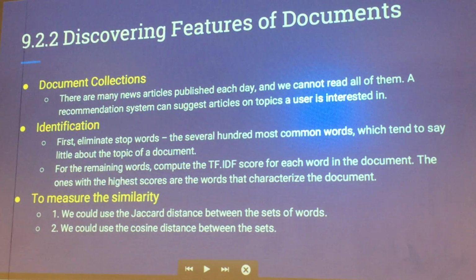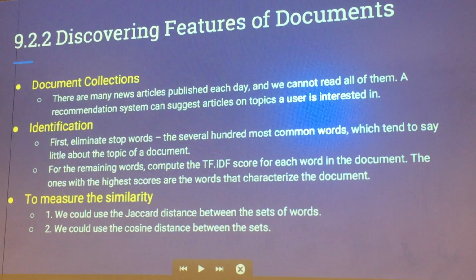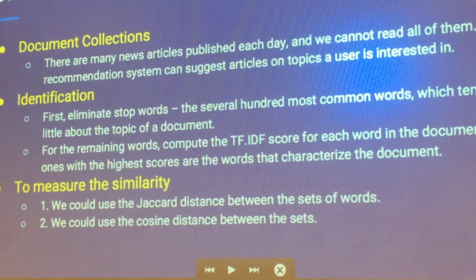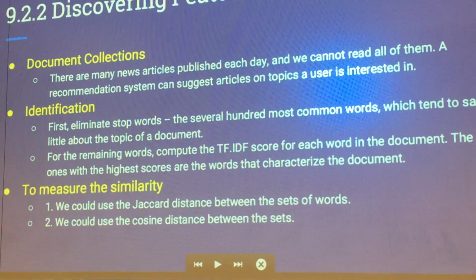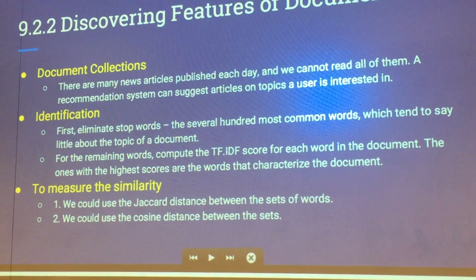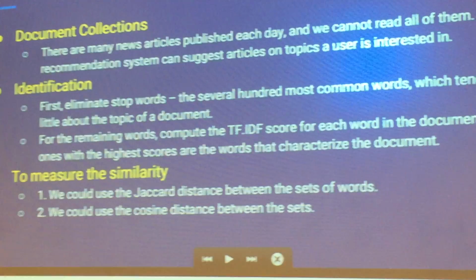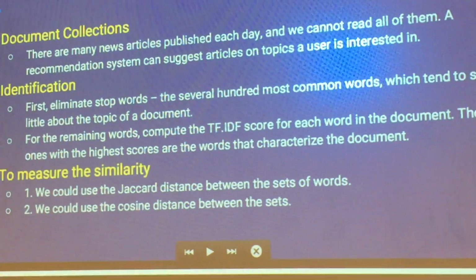Identification. First you eliminate stop words, the several hundred most common words, which tend not to say a lot about the topic of the document. For the remaining words, you compute the TF-IDF score for each word in the document. The ones with the highest scores are the words that characterize the document. To measure the similarity, we have two methods: you can use the Jaccard distance between sets of words or the cosine distance between sets.